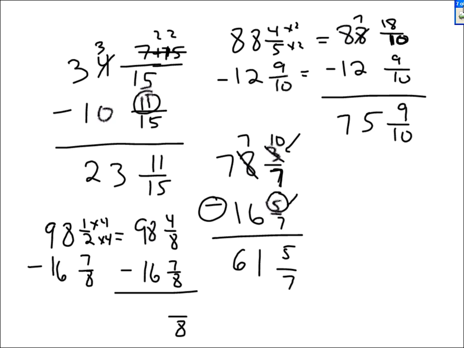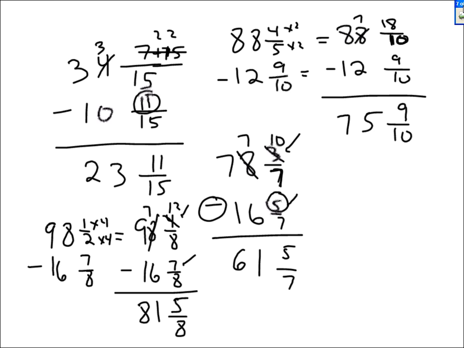You can't do 4 minus 7. You don't have enough 8ths to take away 7/8. You only have 4 of them. Okay, so you borrow from here, and then you add 8 to the numerator. You have 12 over 8 minus 7 over 8. 12 minus 7 is 5. And 97 minus 16 is 81.